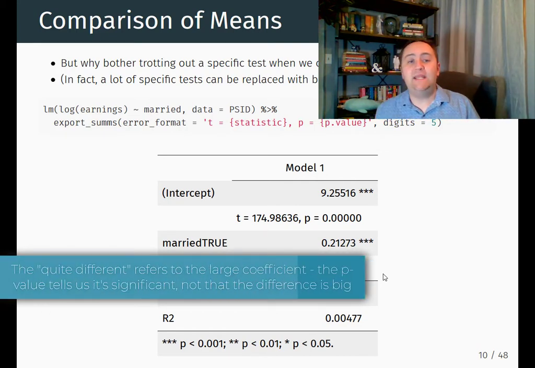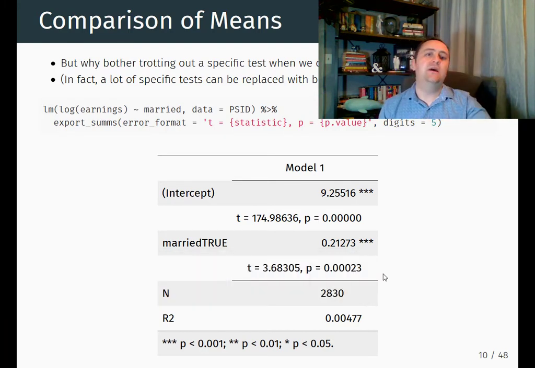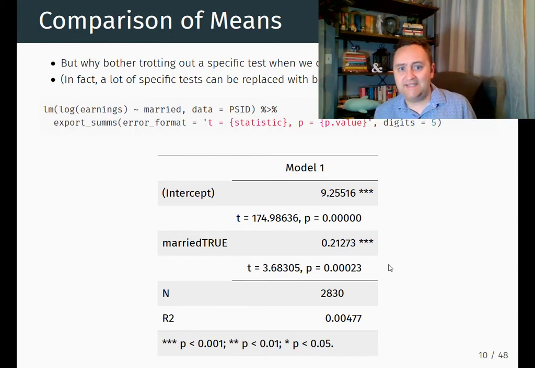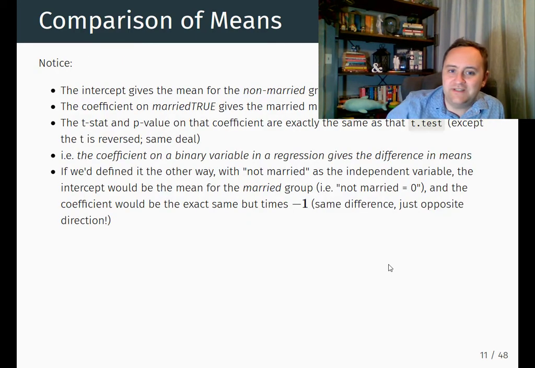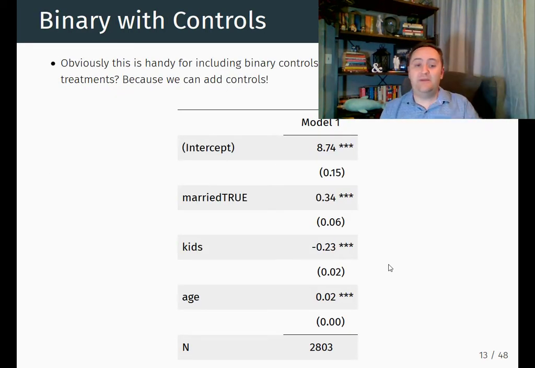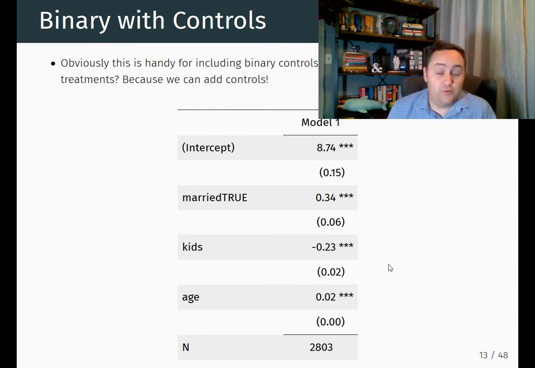Why bother doing it in a regression context as opposed to just comparing the means or doing something like a regular t-test? Well, for one thing, we get standard errors and t-statistics and p-values just like if we were running a t-test, but also we can add controls. So here I have the same model, but I've added some controls for the number of kids that you have and how old you are, and it works just like we were doing it before, right?